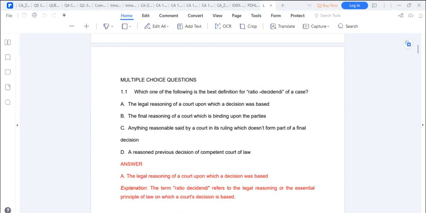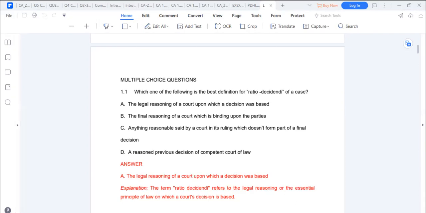How about B? The reasoning of a court which is binding upon the parties. That one is called a holding. A holding is simply the reasoning of a court binding upon the parties. Then anything reasonable said in court in its ruling, but it doesn't form part of the final ruling, has a special term which is called obiter dictum. You've heard of that term? No. Okay, so these are terms that you need to understand.